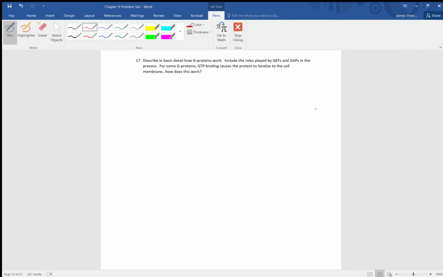Question 17 asks you to describe in detail how G proteins work. Include the roles played by GEFs and GAPs in the process. For some G proteins, actually, we'll get to that part later because that's kind of a second question there. All right, well, how does a G protein work?